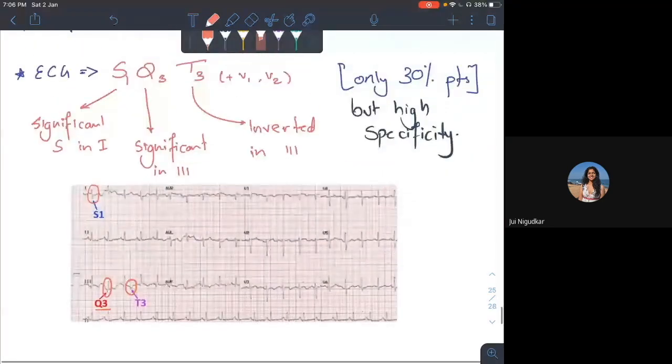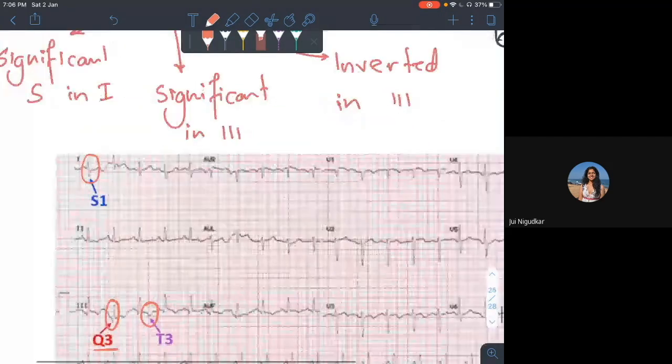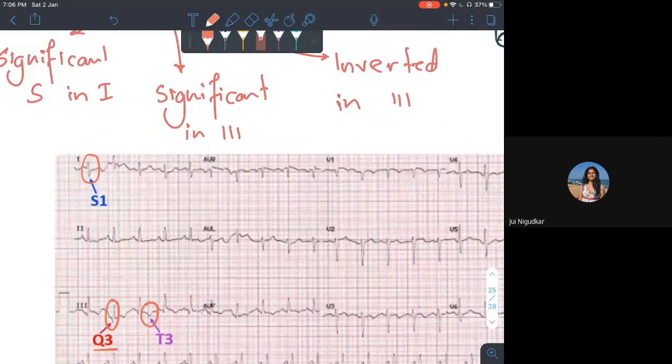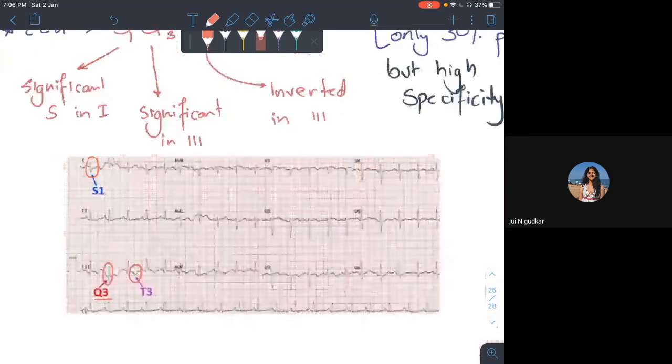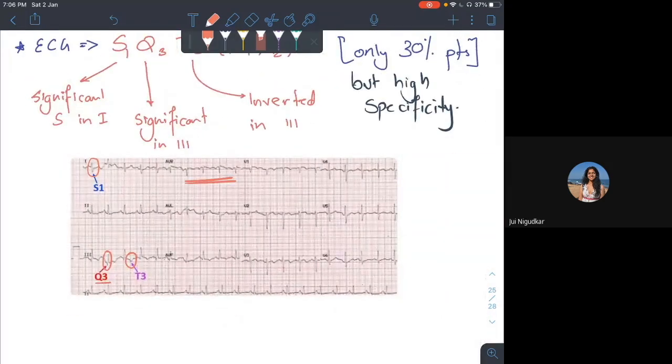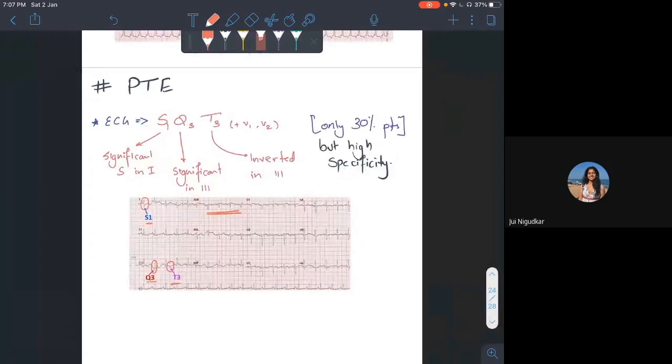Lead 3 is not supposed to have an inverted T. AVR is usually supposed to have an inverted T, as you can see here. This is a normal inverted T. But if you see an inverted T in lead 3, you need to check for the pathological Q wave in 3. And if you have both of these, then you check for a significant S1 in lead 1. That is pretty much diagnostic of pulmonary thromboembolism, but it's usually seen only in 30% of the patients. But if you do see it, you know for sure that this is a significant, large pulmonary thromboembolism.